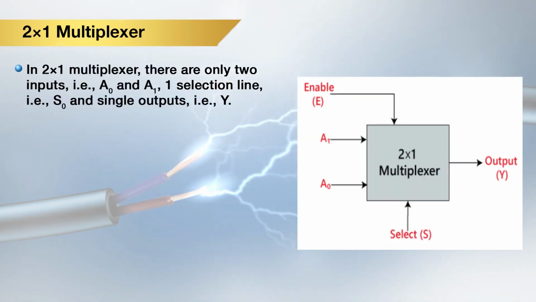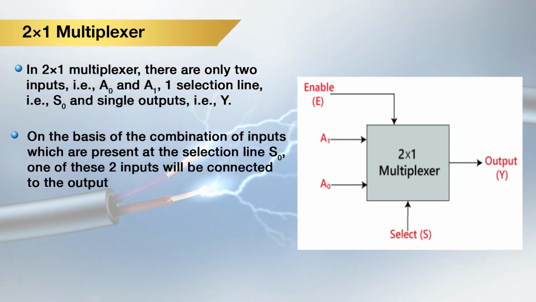In a 2x1 multiplexer, there are only 2 input lines, A0 and A1, one selection line, that is S0, and a single output, that's Y. On the combination of the inputs which are present at the selection line S0, one of these 2 inputs will be connected to the output. The selection line plays a significant role in the case of the multiplexers. Selection line selects which data should be transmitted at the output.